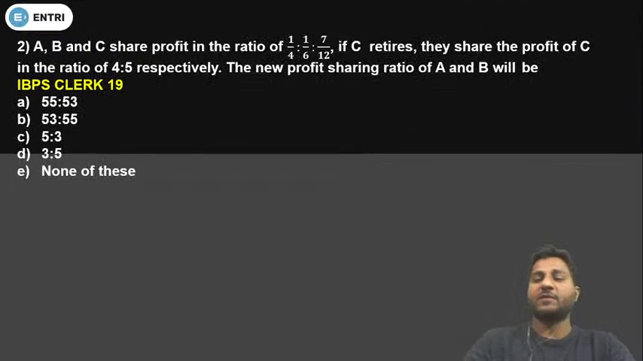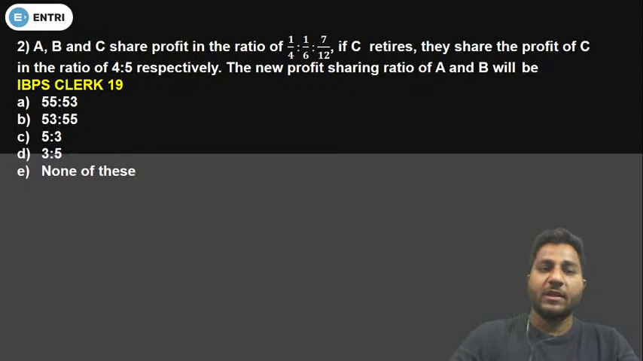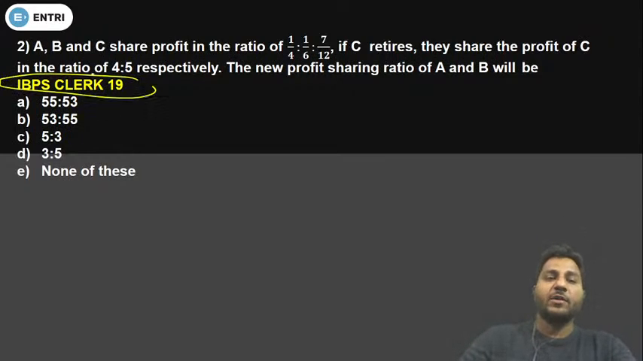Now let's solve this question. Sharath, solve this one. Let me give you a very good idea. ABC share profit in the ratio 1 by 4, 1 by 6, 7 by 12. If C retires, they share the profit of C in the ratio 4 ratio 5. The new profit sharing ratio of AB will be what? Now give me the answer.